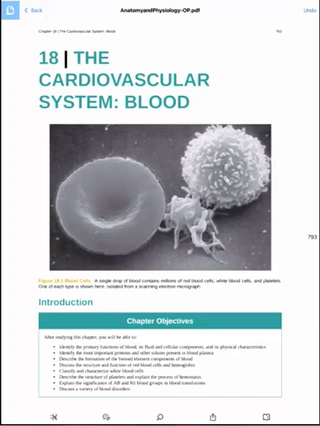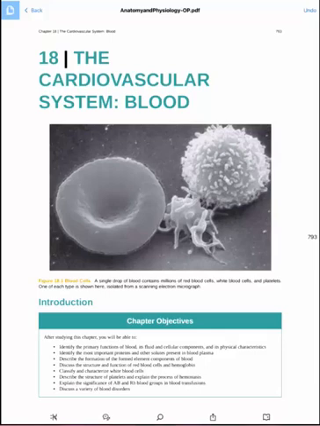All right, so we are going to start here with chapter 18, which is the cardiovascular system, and it starts out with blood. So the cardiovascular system, we'll see in a moment on the next page, consists of blood and the heart and the vascular system, or the blood vessels. So we're going to start with the blood.